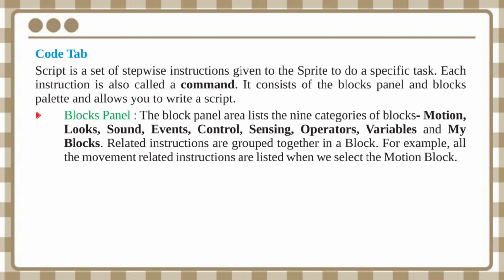Blocks panel. The block panel area lists the 9 categories of blocks: motion, looks, sound, events, control, sensing, operators, variables and my blocks. Related instructions are grouped together in a block. For example, all the movement related instructions are listed when we select the motion block.